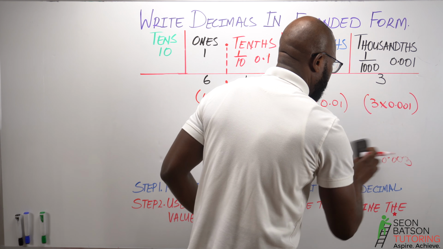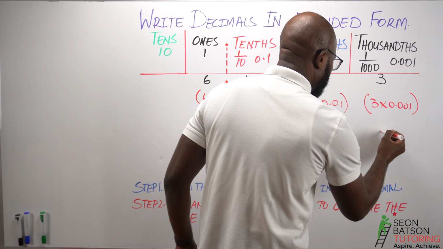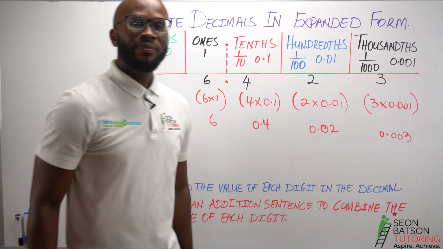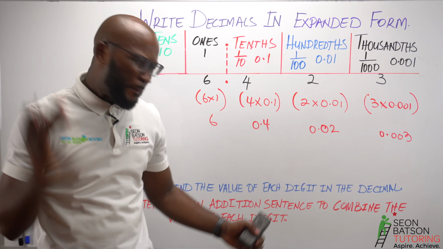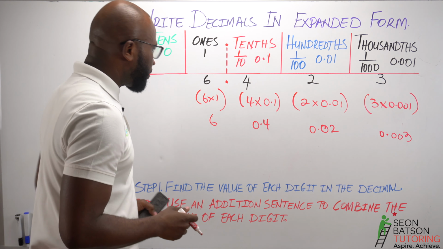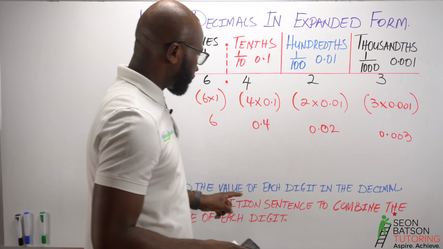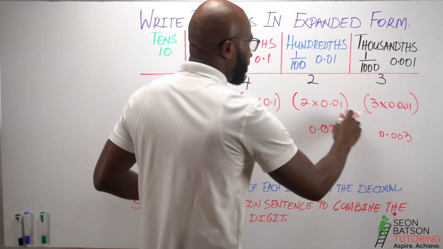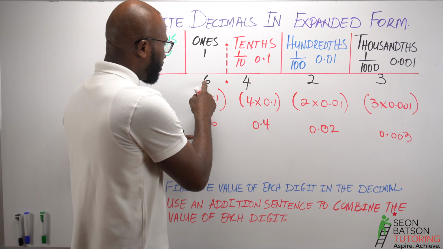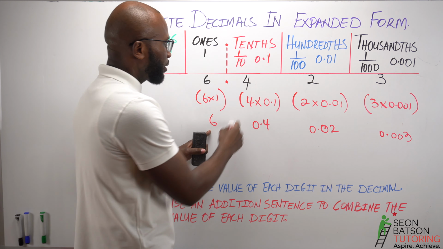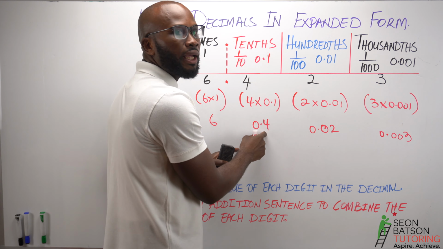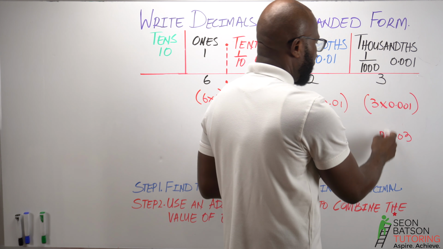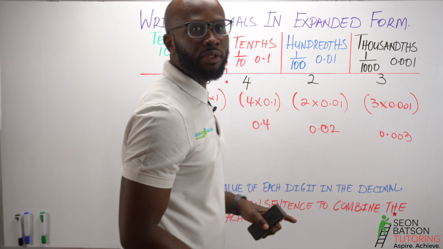Yes? So we'll put our 0.003 right here. How are you feeling? Perfect. So we have successfully completed step 1. Yes? We found the value of each digit in the decimal. The value of the 6 is 6. The value of the 4 is 4 tenths. The value of the 2 is 200ths. And the value of the 3 is 3 thousandths.